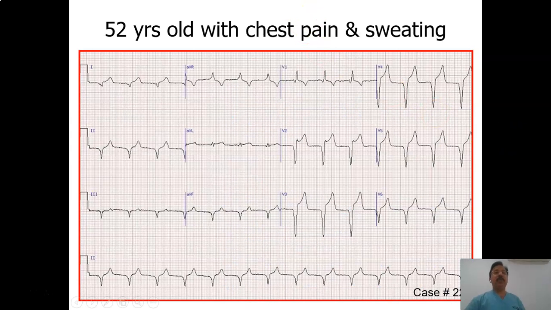Case 22, the ECG of a 52-year-old with chest pain and sweating. So looks like the wide complex is throughout the ECG, and have a look at the rhythm strip, the rate. The rate here is 300. So it's less than 100. Okay. Like 70 beats per minute.